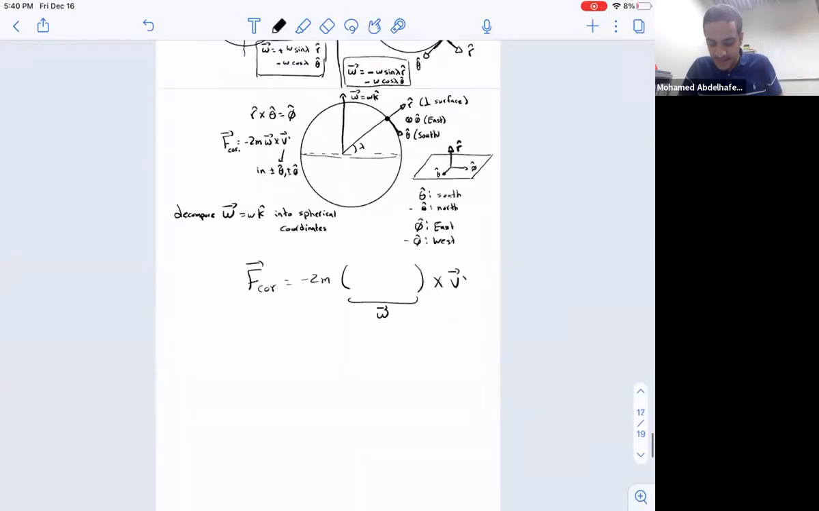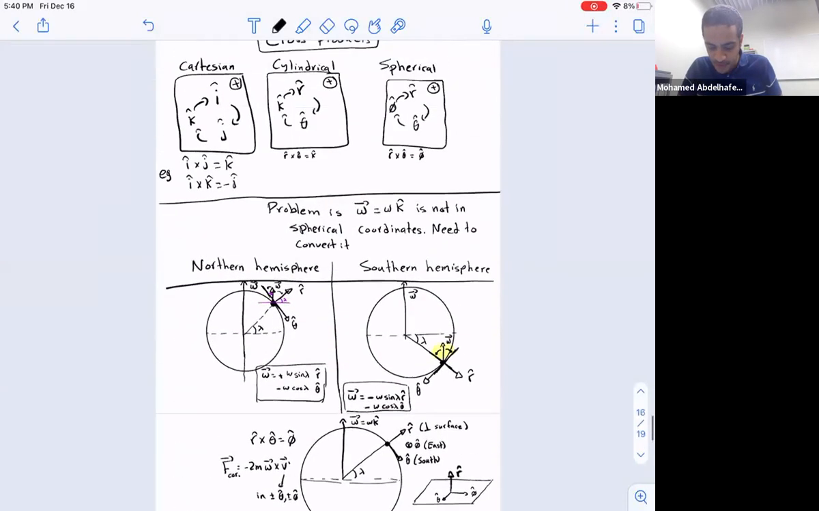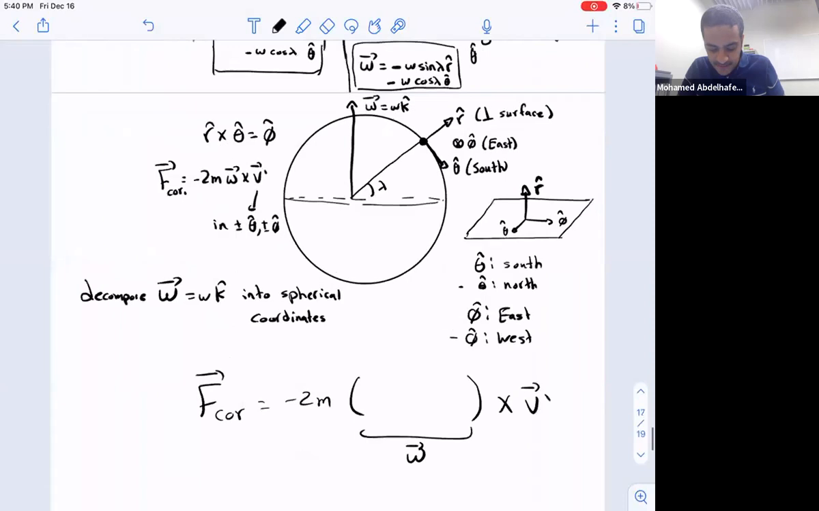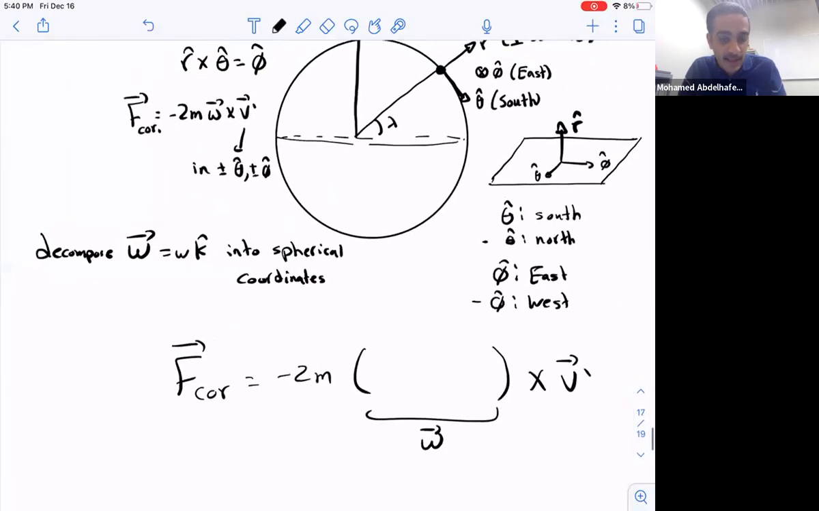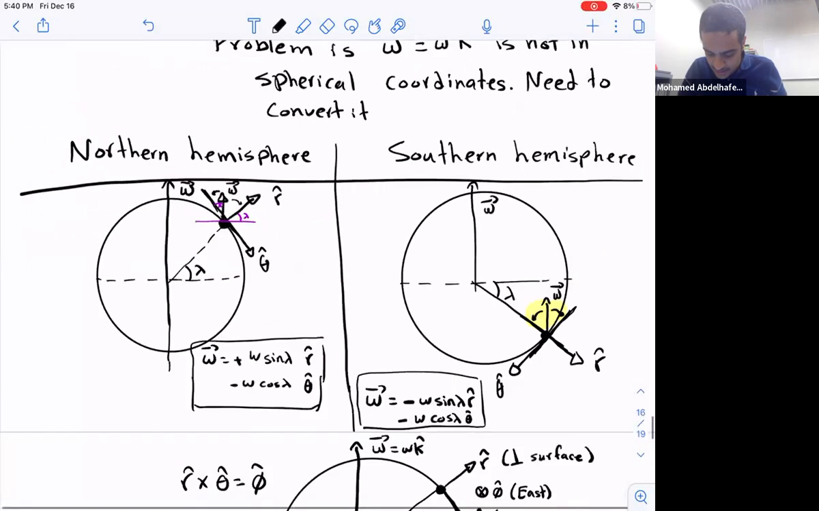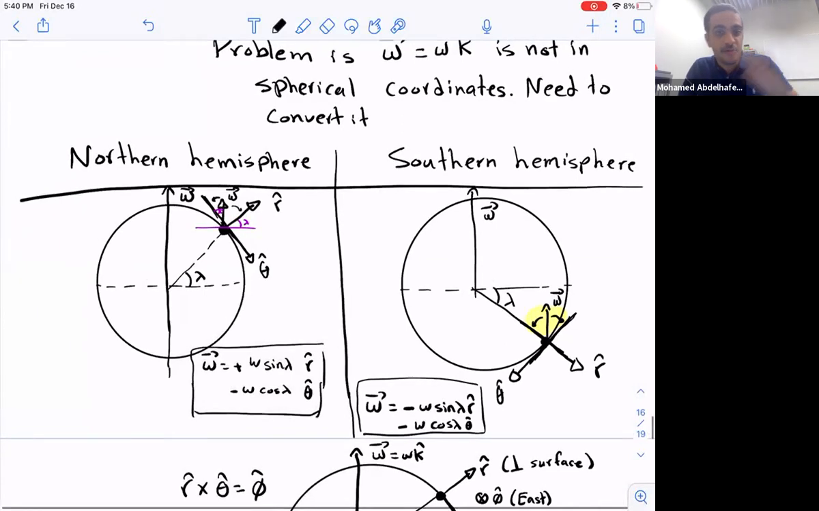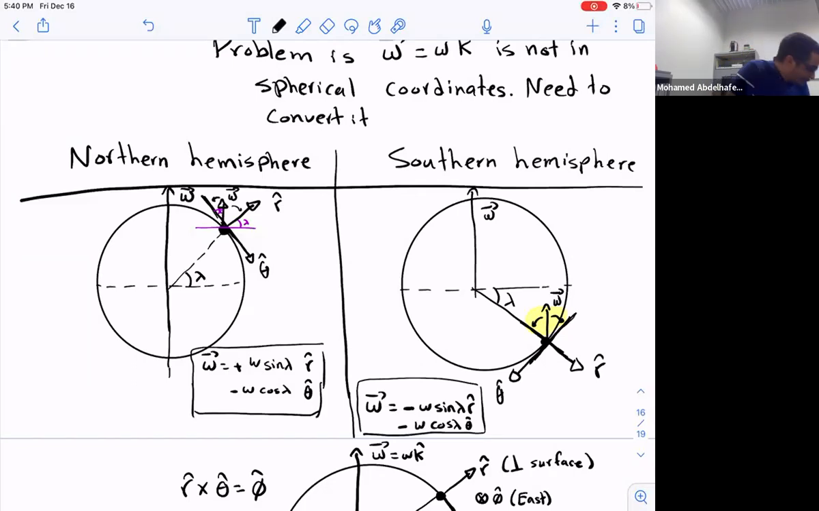So that's it. I think the important part about Coriolis is figuring out this vector decomposition of omega, which is right here, northern or southern, and then doing the cross with whatever V prime will give you. That's how you get the Coriolis force. I think that's the most important application for Coriolis. So, any questions?